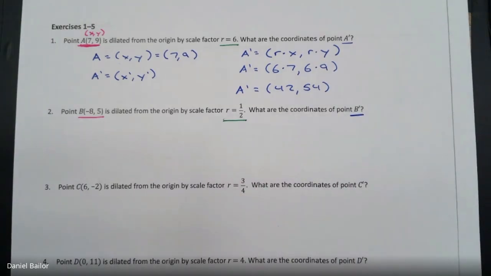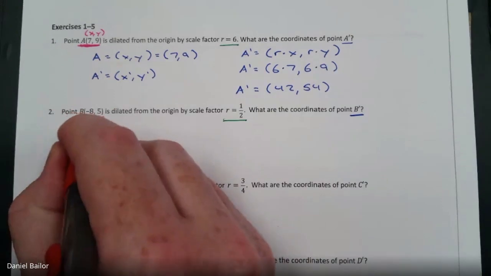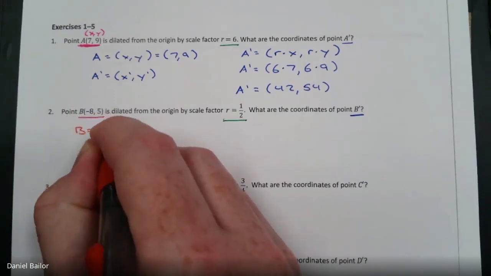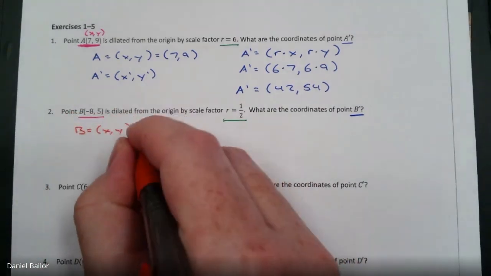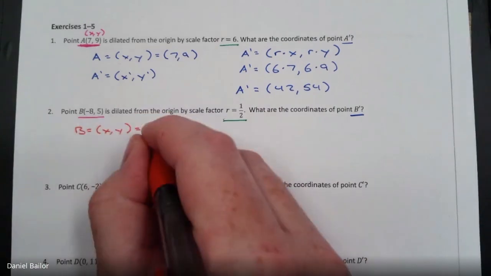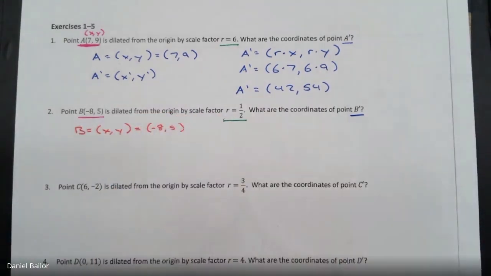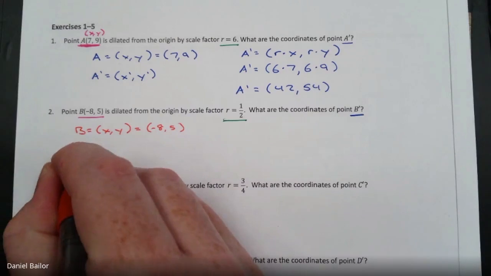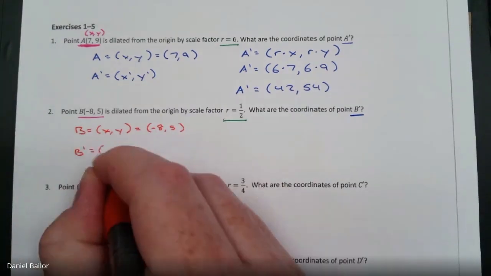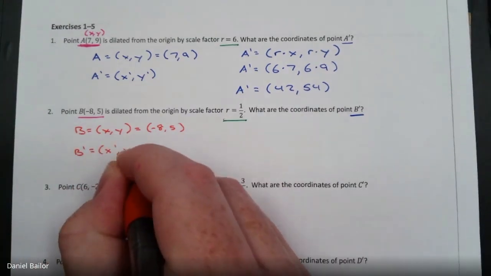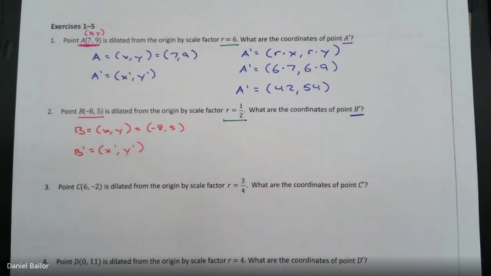So let's go to work. Let's say B is going to be x times y, no prime. And B, they tell us, is -8 times 5. And we know B prime is going to be x prime comma y prime. We just need to find what x prime and y prime are.